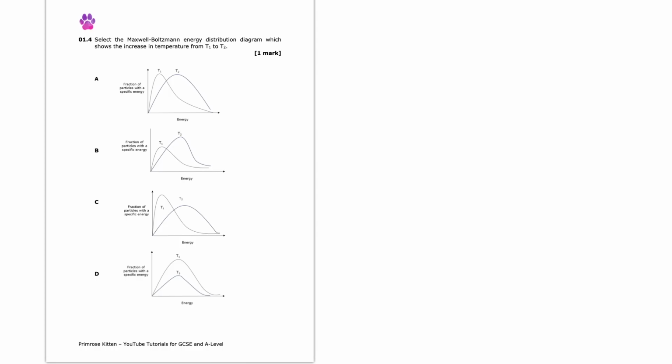Well, kind of like our answer from the earlier question, we know that when there is a higher temperature, the areas underneath them need to basically work out the same, but the higher temperature is going to be shifted to the right and it's going to have a lower down peak. So the answer to this one is C.